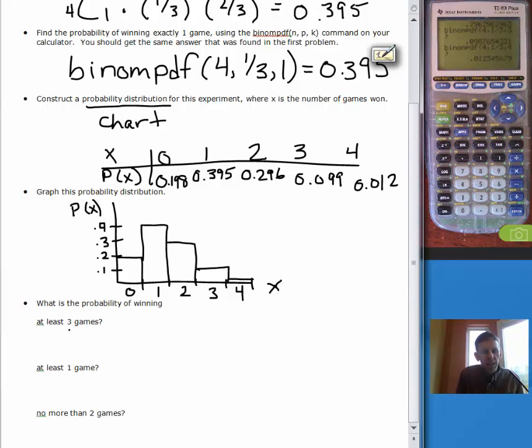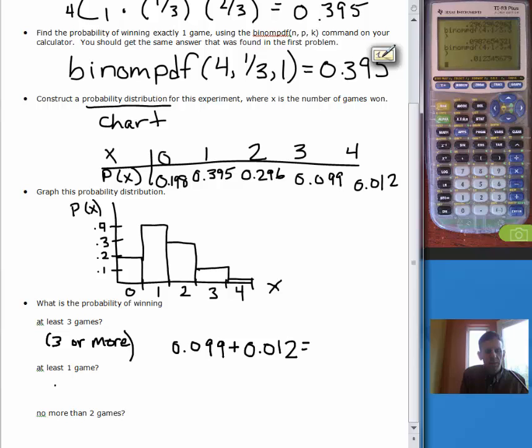Our last couple questions are asking about probabilities of winning not exactly 1 or exactly 2 games, but at least 3, at least 1, and no more than 2. Winning at least 3 games means 3 or more. So to calculate this probability, we're going to have to add the probabilities for 3 and 4 together. So the probability of 3 wins is 0.099. The probability of 4 wins is 0.012. And we're going to sum those values together.